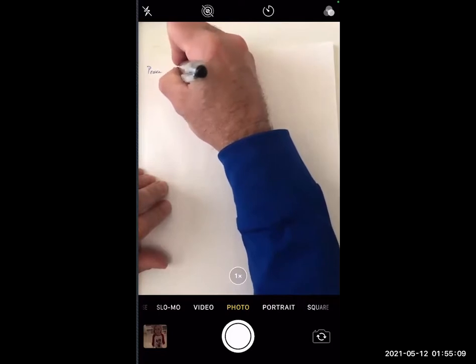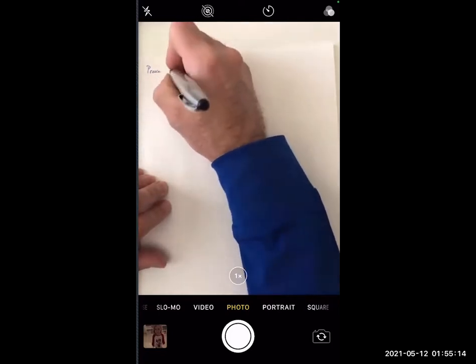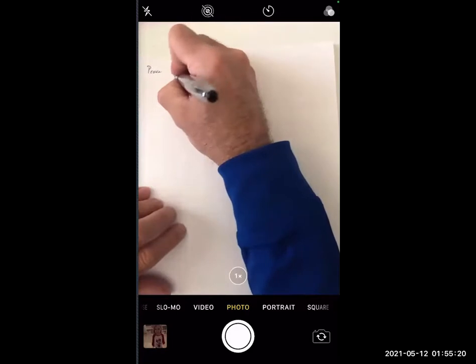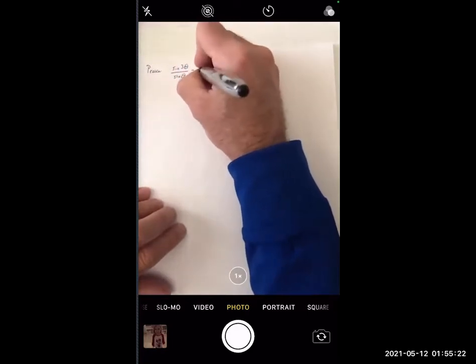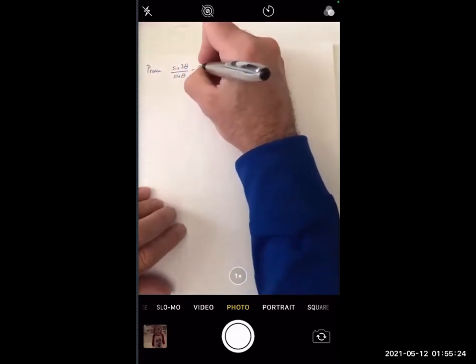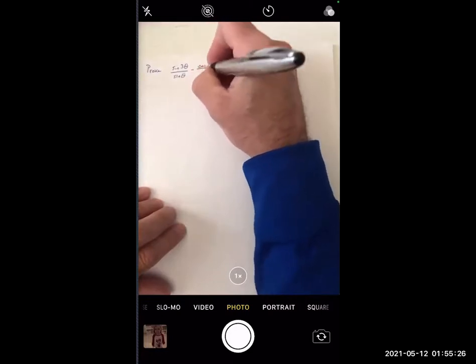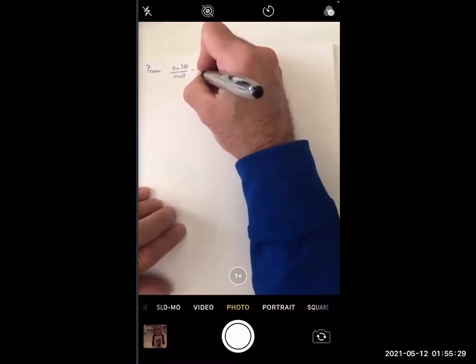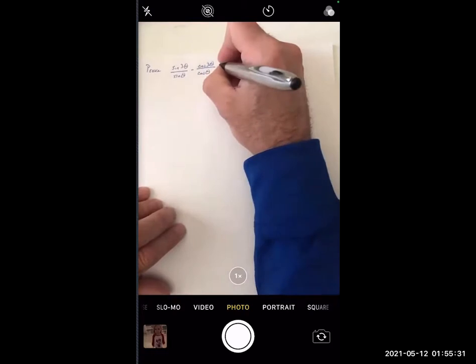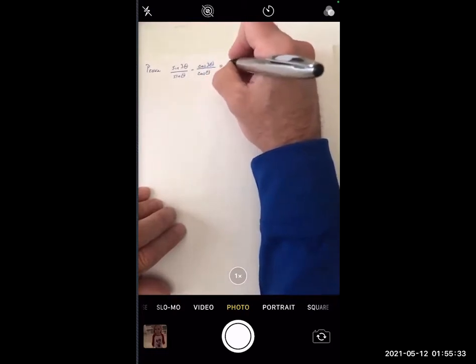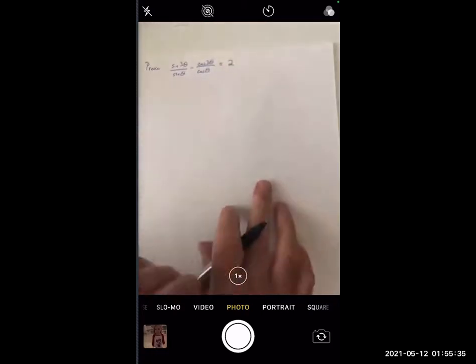Sine of 3 theta over sine theta minus cosine of 3 theta over cosine theta, and prove that it equals 2.